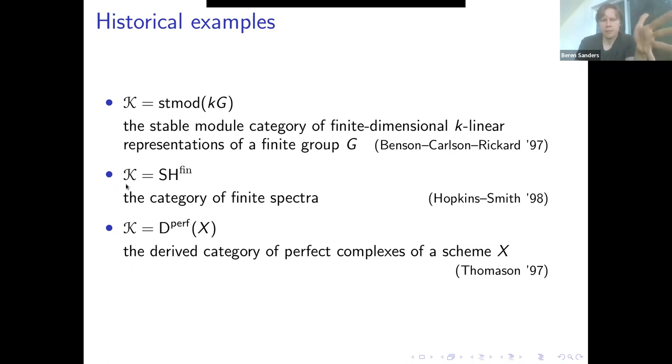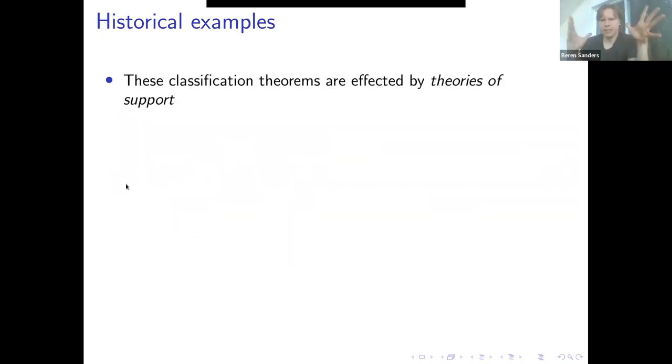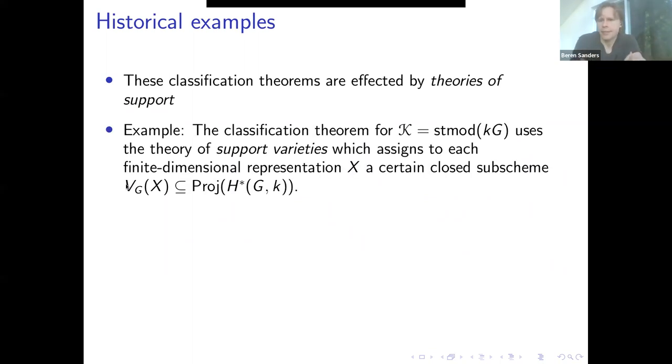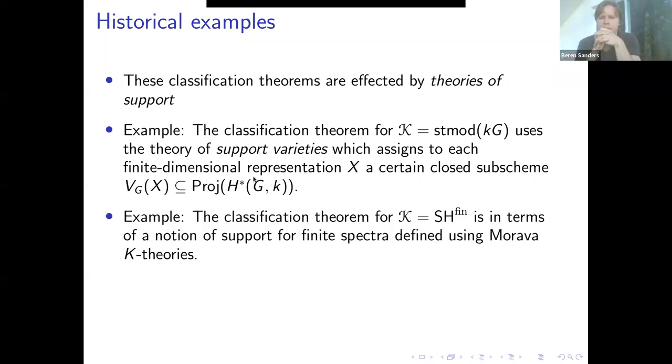Now, how did one go about proving these theorems? Well, they all were affected by suitable notions of support for the objects that were being studied. For example, the classification theorem for the stable module category uses the theory of so-called support varieties, which assigns to each finite dimensional representation a certain closed subscheme of the projective scheme associated to the group cohomology ring. And then using these support varieties, one could start to reason geometrically about representations in terms of these subvarieties of projective group cohomology. As another example, the classification theorem for the stable homotopy category of finite spectra is given in terms of a notion of support for finite spectra, which is defined using the so-called Morava K-theories.